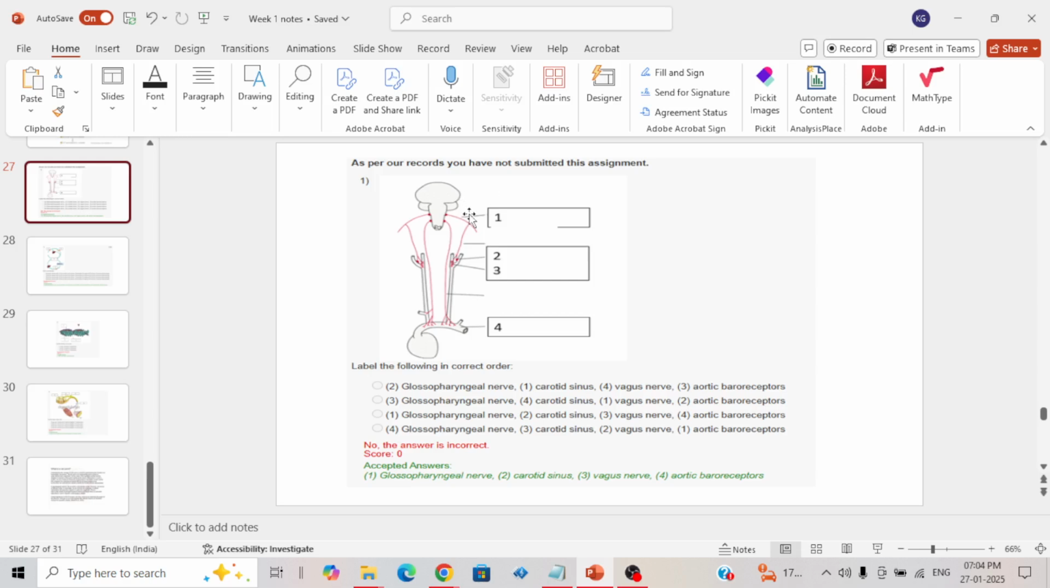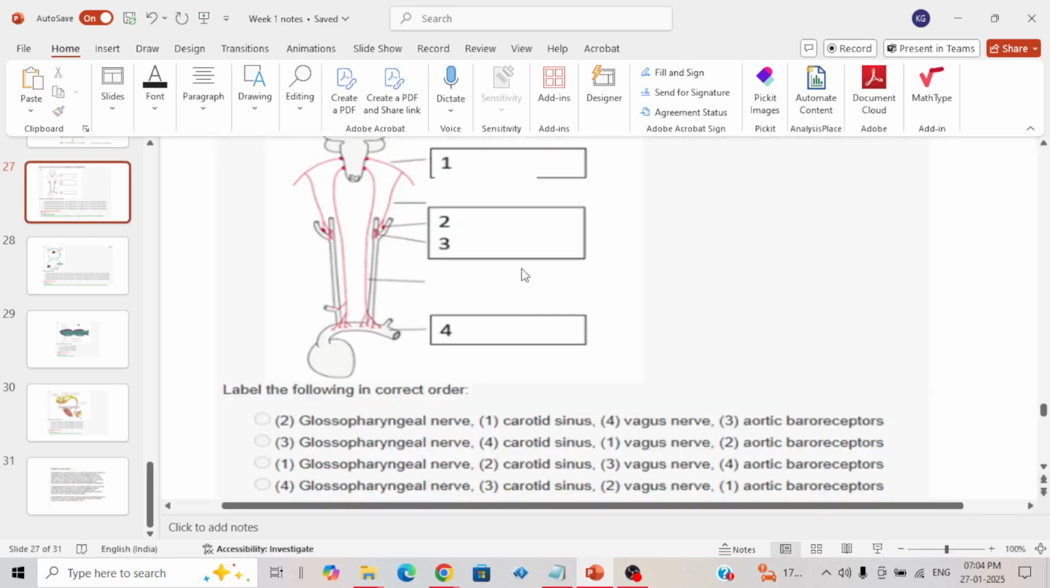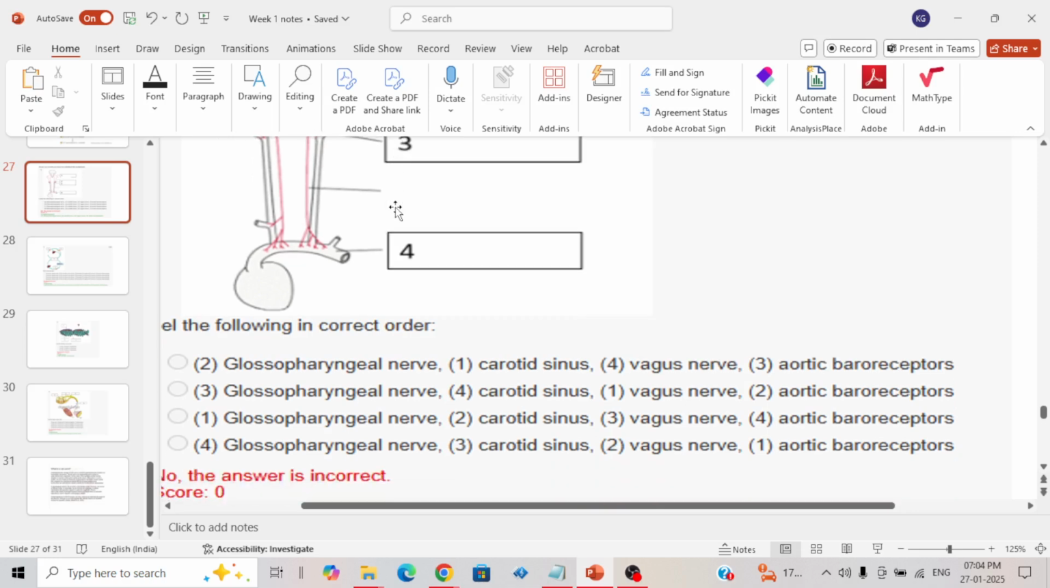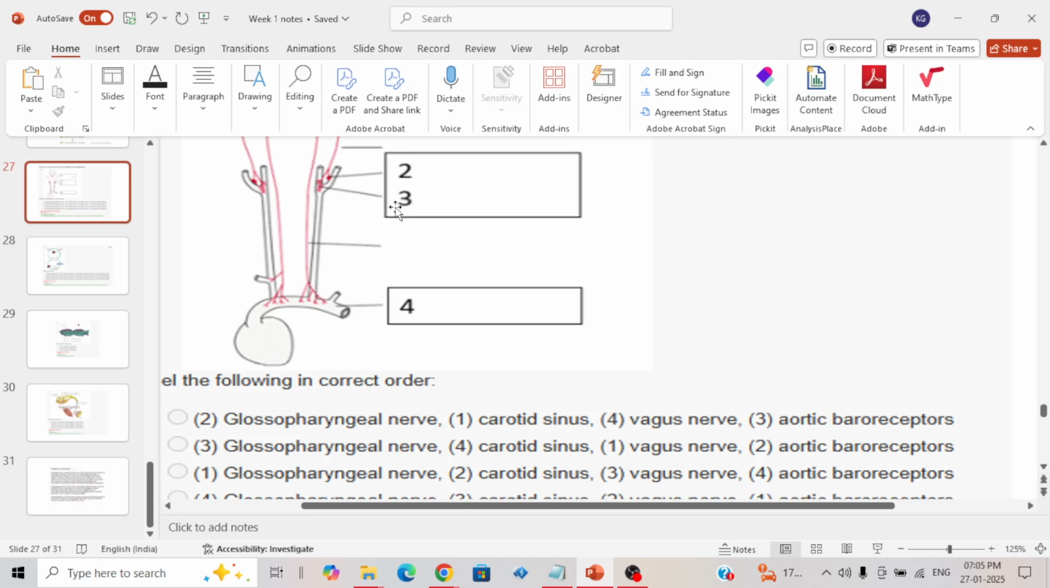The thing which was marked as one, what do we call it? The glossopharyngeal nerve, which is also the ninth cranial nerve. Second is the carotid sinus. Carotid is the carotid artery, which sends blood to the upper part of the body, basically to the brain. Third is the vagus nerve. The vagus nerve is one of the longest nerves in the body.